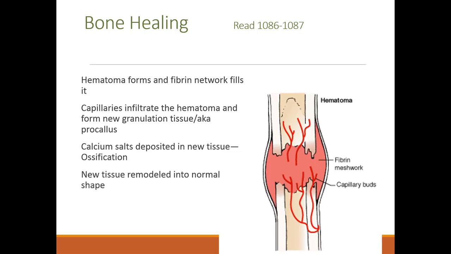Now, in the last phase, we call this the remodeling phase. This is where the dead portions are removed by osteoclasts, and there's a reorganization that occurs in that area. The healed bone usually resembles the original bone. And so that's the process of what happens in a normal bone healing process.